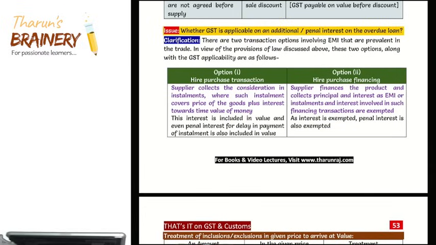What is the treatment of that interest on loans, advances, deposits? Exempted. So right there it is exempted.